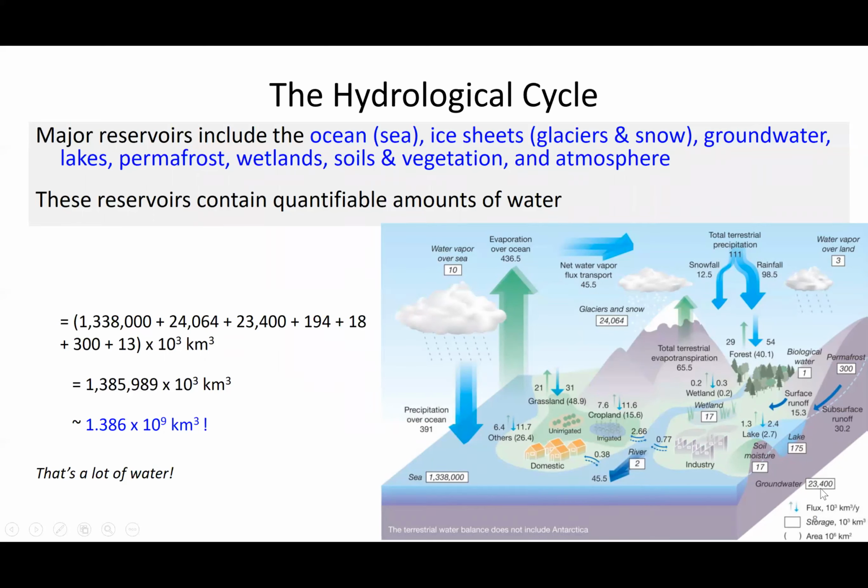That's 23,400 times 10 to the 3 cubic kilometres. Permafrost, 300,000 cubic kilometres. Lakes, 175,000 cubic kilometres. And then we have some smaller reservoirs like wetlands, the amount of water that's in rivers, and that sort of thing. If we total them all up, we come to this very large amount of water in the total system, which is over 1 billion cubic kilometres of water. That's a lot of water.